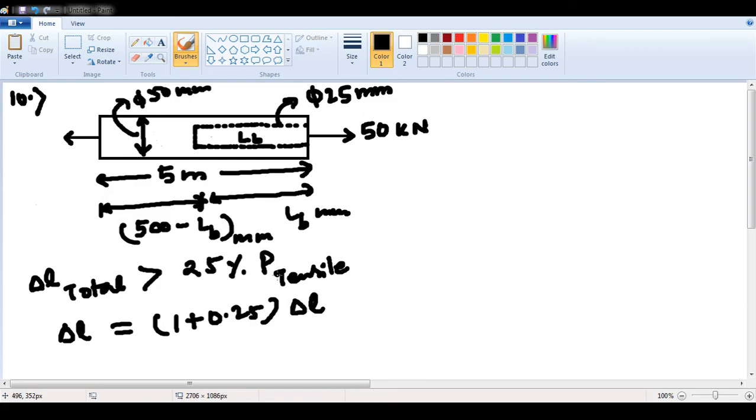Okay, so because of this there will be a change in length, and we are going to find about this. This is given in the question. So in simple terms, the question says the extension should not exceed by 25%, meaning up to 25% is possible.